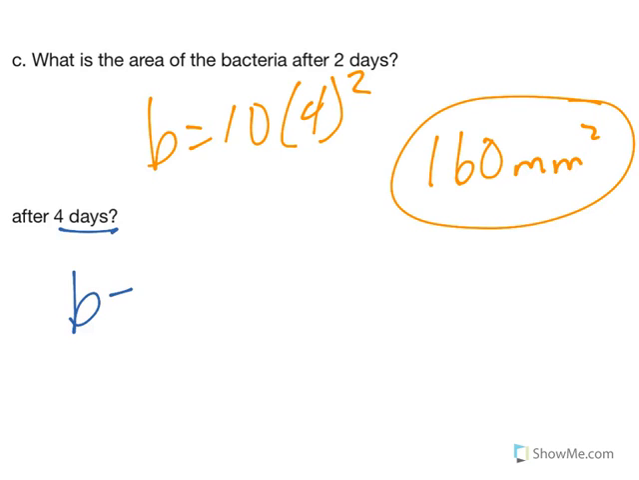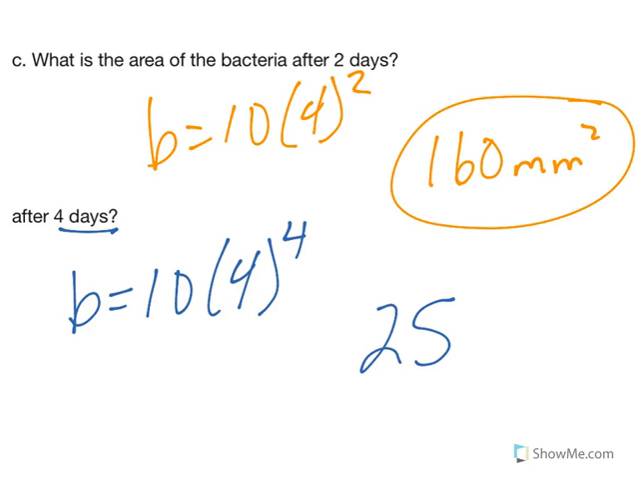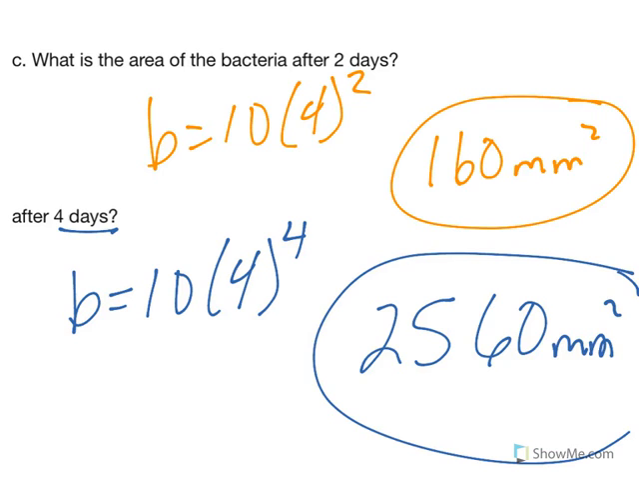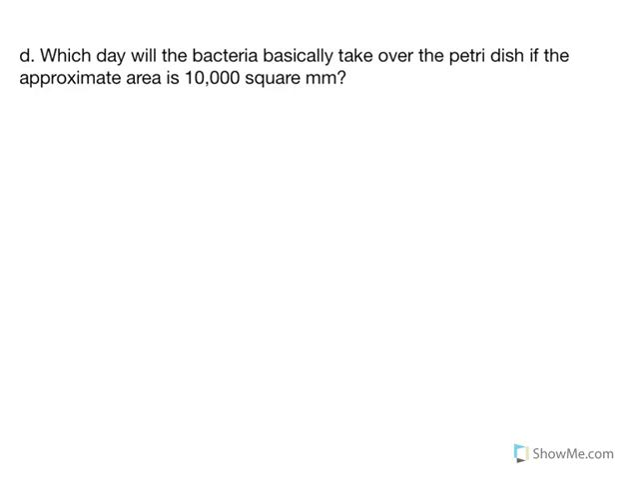After 4 days, well, the only thing that changes is my exponent, and it becomes a 4. So I now have 2,560 square millimeters. Notice how quickly it jumped, right? After 2 days, we were at 160. After 4 days, we're at over 2,000, right? So it's very, very quick when you're using exponential growth.